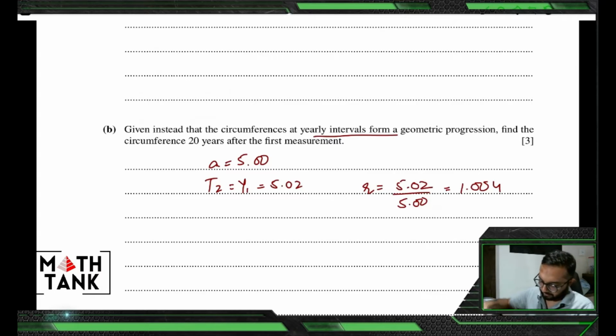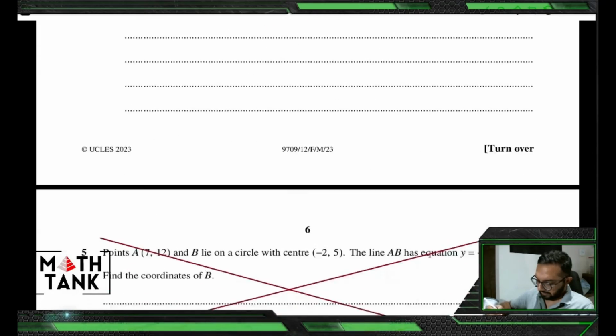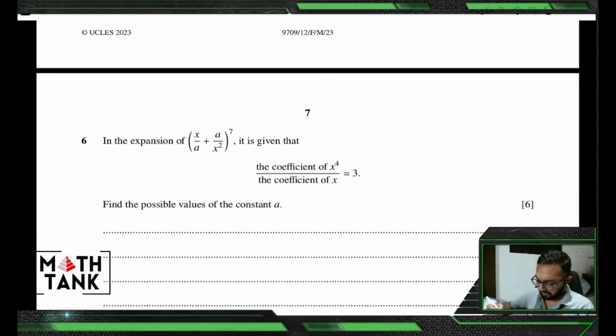Okay, and then it says find the circumference 20 years after. So again, I'm asking you for year 20, which means I'm asking you for term number 21. So a r power n minus 1. That's rounded to 3 significant figures, 5.14557. So 5.42 is my final answer. So that's that. Then this was relatively easy, so I've skipped that.